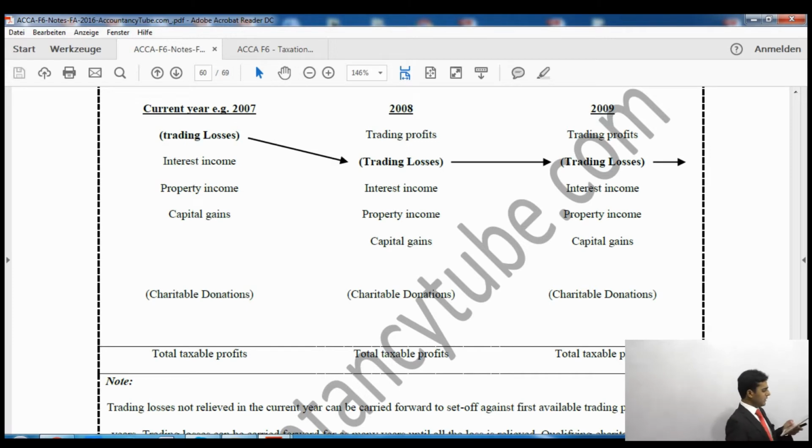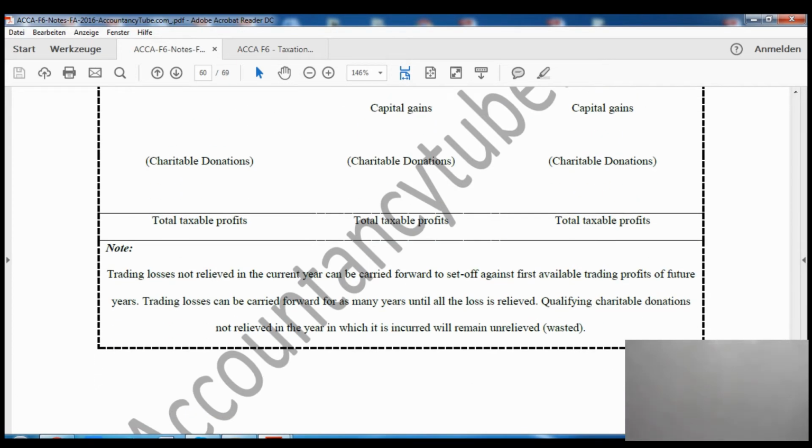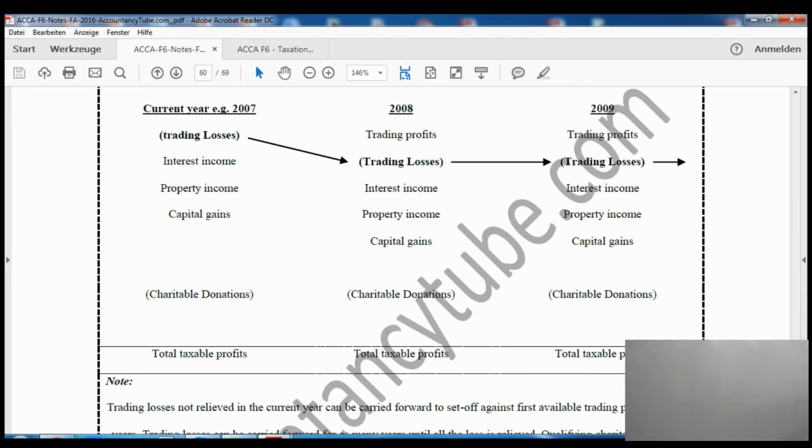In the notes it says trading loss not relieved in the current year can be carried forward to set off against the first available trading profits of the future year, and it can be relieved for as many years as we want until the loss is relieved. Qualifying donations will be wasted, so we'll try to waste as little as possible. Whenever we are setting off the loss, chances are that the qualifying donations will be wasted in the current year. We cannot just leave it and set off against future year profits. We will have to waste it.